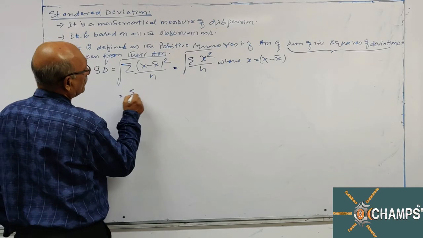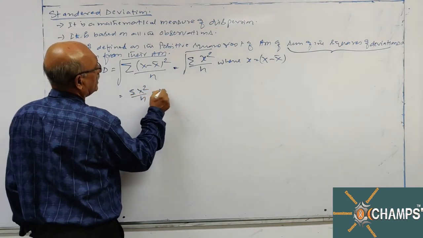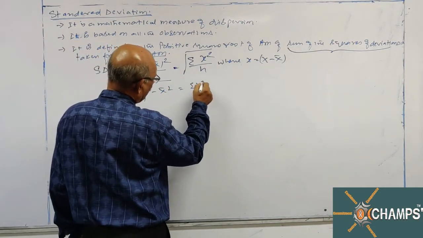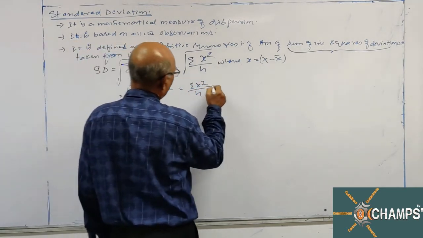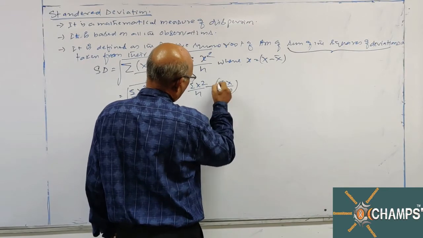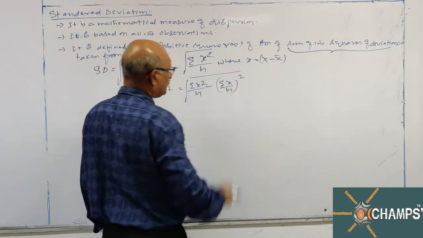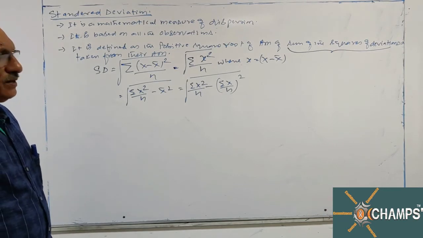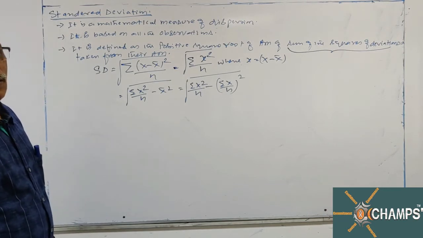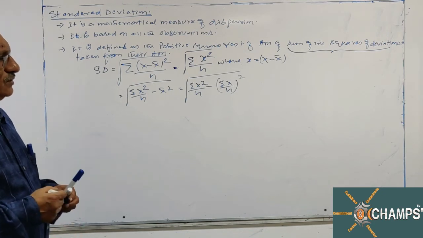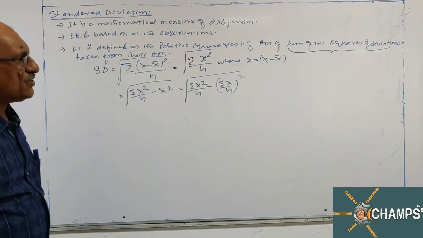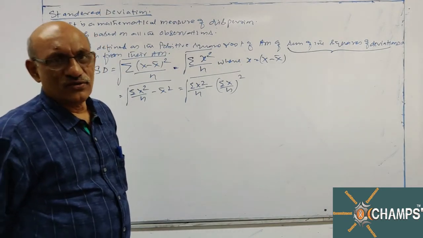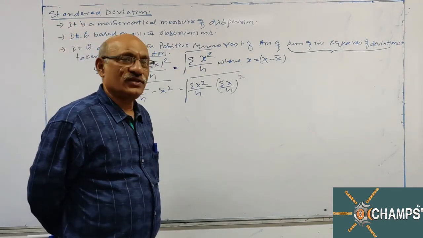This can also be written as the square root of summation of x square by n minus x bar square. You can also write it as the square root of summation of x square by n minus summation of x by n whole square. This is the calculation of standard deviation for individual observations.